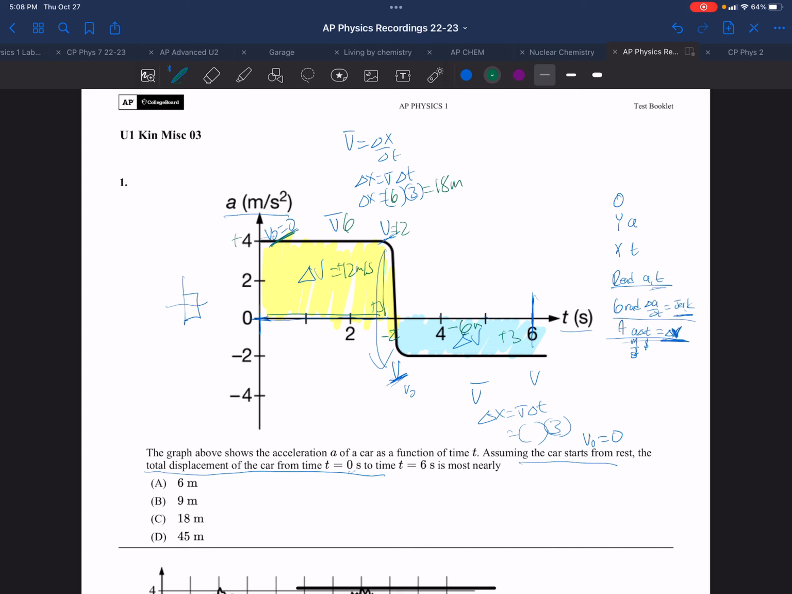So if we have 18 meters, excuse me, this is not -6 meters, this is -6 meters per second. 2 times 3, -6 meters per second. And so far V0 was 12, and we have a change in velocity of -6. That means that the final velocity will be 6, giving us an average velocity of 9.